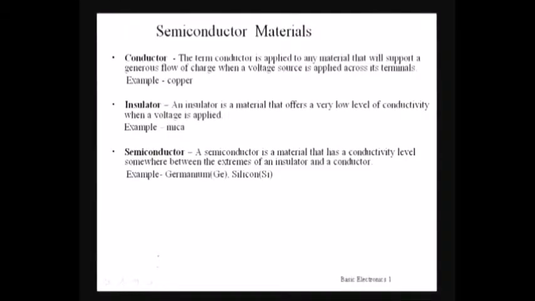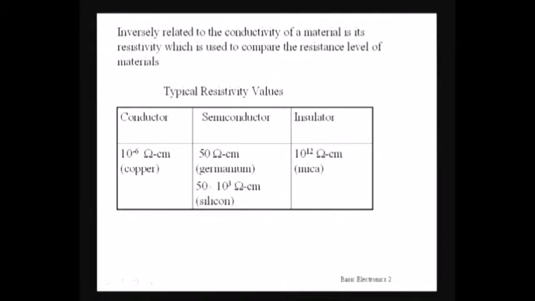So it is a material that has a conductivity level somewhere between the extremes of an insulator and a conductor. For example, germanium and silicon are two materials which are semiconductors showing similar properties. As you know, the resistivity of a material is the inverse of conductivity.